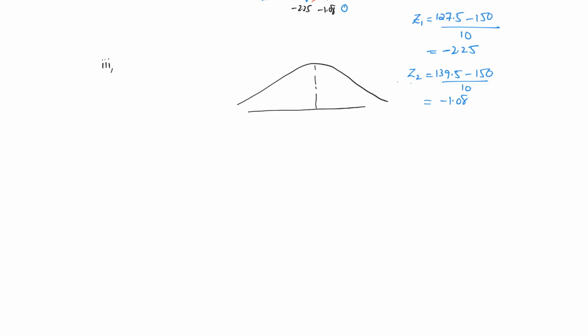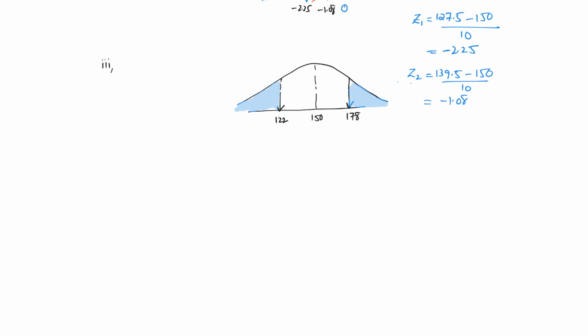So the mean was 150. Now the deviation of 28 centimeters can be both ways, towards the left as well as towards the right. So if you subtract 28 from 150, you get 122, and if you add 28 to 150, you get 178. You want to find the region that deviates by more than 28. So this region would deviate more than by 28, and this region would deviate more than by 28.